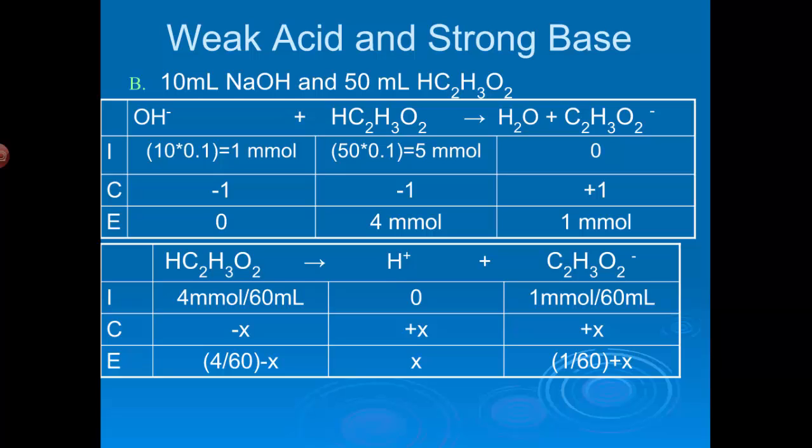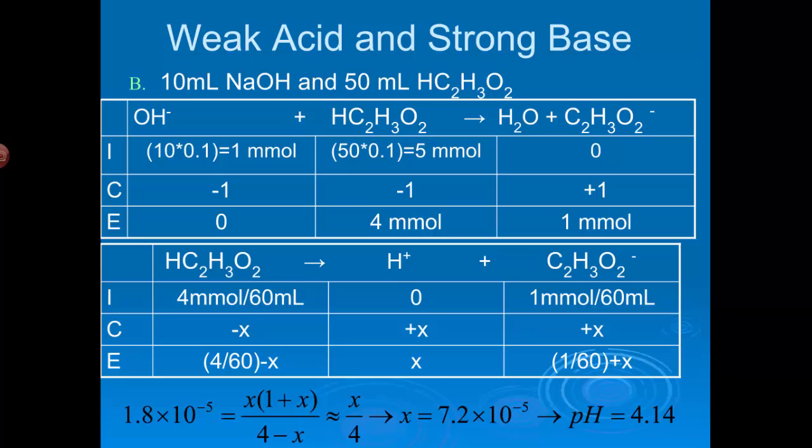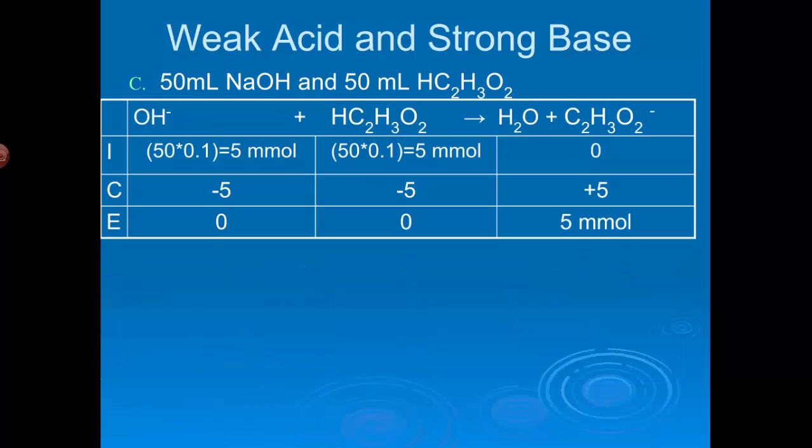So this top ICE table is like stoichiometry. This bottom ICE table is the equilibrium concentration calculations that we do. Okay? And I plug that into my expression for Ka. I get a value of X that's 7.2 times 10 to the minus 5. The pH is 4.14. Okay? And I can continue on.